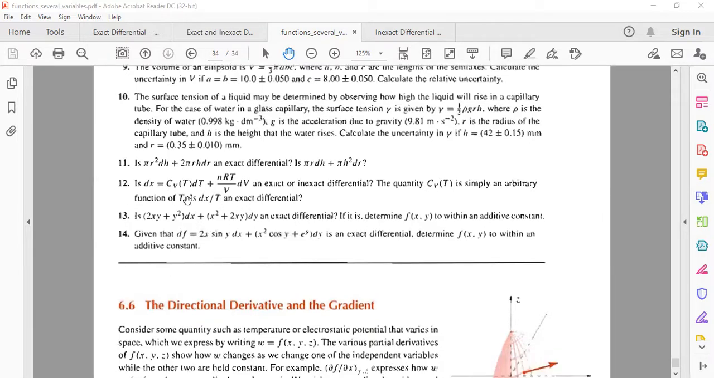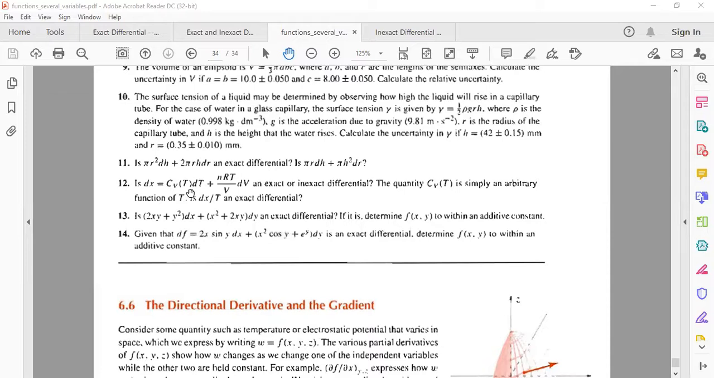We have to check whether this is an exact differential or an inexact differential. The coefficient of dT is like del f by del T, and the coefficient of dV is like del f by del V. So here, this is like del x by del T, and this is like del x by del V. Then the cross second derivatives should be equal if it is an exact differential.